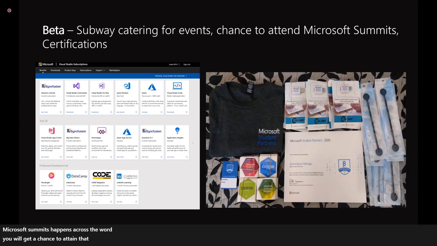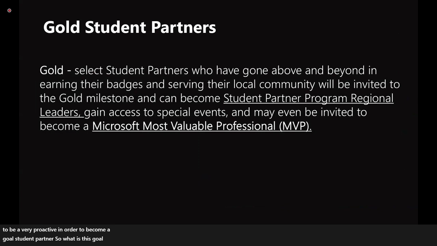So once you have become a Beta MSP, what's next? You just have to be very proactive in order to become a Gold student partner. So what is this Gold? As the name suggests, we have a lot of advantages and a lot of help from Microsoft, wherein you can get one-on-one mentorship, a lot of subscriptions, and you can become a student partner program regional leader. And if you are an outstanding performer, you can also be a Microsoft Most Valuable Professional, that is MVP.